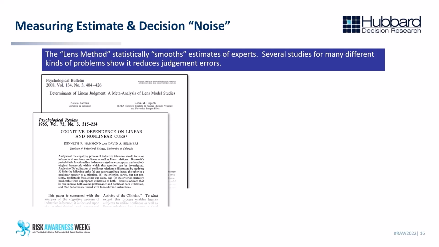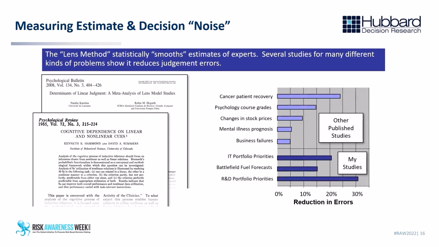The model of their judgments, oddly enough, is actually better than their original judgments. The reason is there's just a lot of inconsistency. There's a lot of noise in their judgment and decision making. In every field where this method has been applied since the 1950s, it shows a reduction in expert judgment error. Cancer patient recovery times, the failure rates of small businesses. I've applied it to battlefield fuel forecast, predicting how much money new movies are going to make, IT risk, and lots of other areas, how long projects will take, etc.